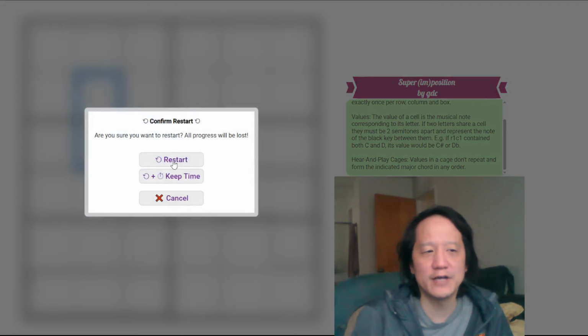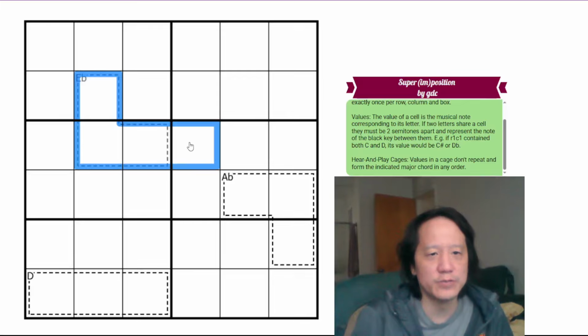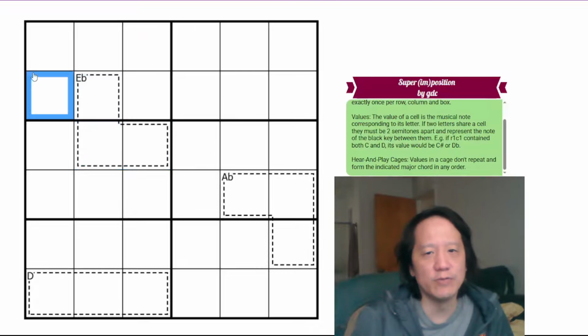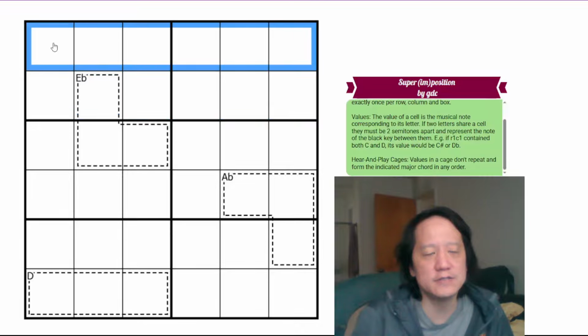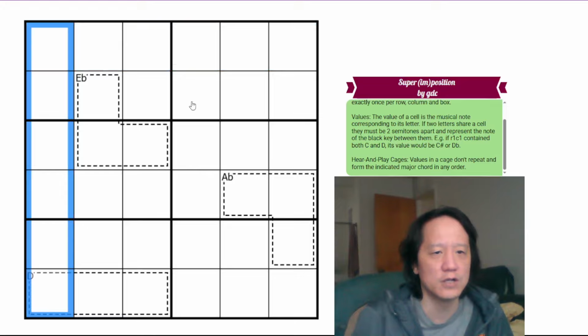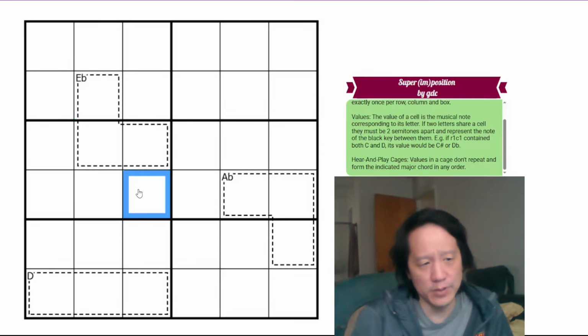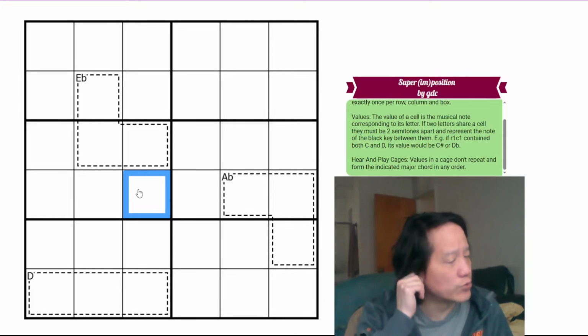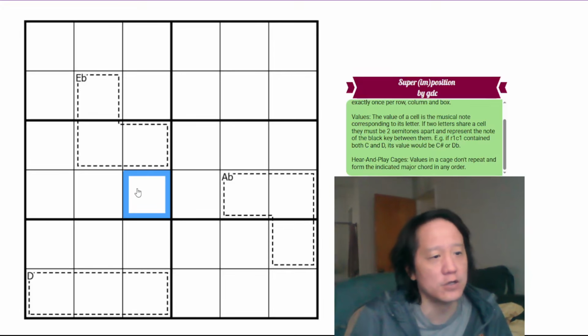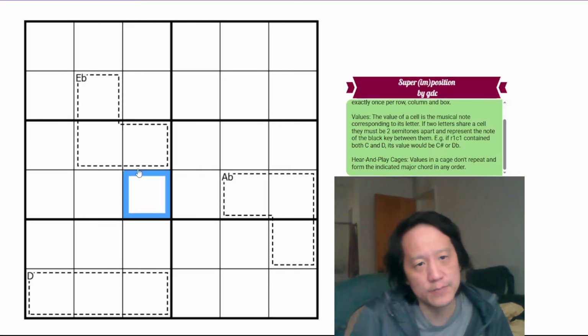Let's learn how to play music and Sudoku. Okay, so we have E flat. So we have to have all 7 letters, all 7 notes in every row, column, and designated 6 cell region. That means you're going to have 1 Schrodinger cell per row, per column, and per region.